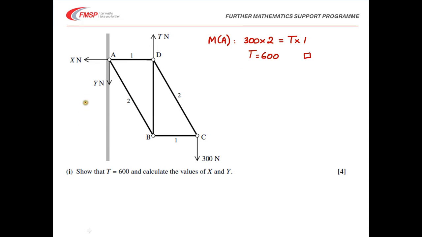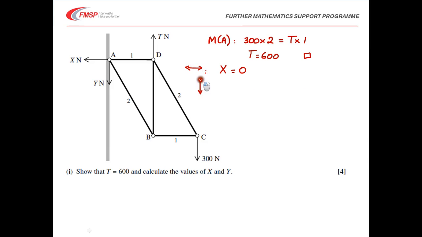X and Y then, let's look at X. Well, X, as shown in the diagram here, is the only horizontal external force acting in the system. There is no other horizontal external force here. So that means that X has to be 0. From a horizontal balance perspective, X is 0 newtons.